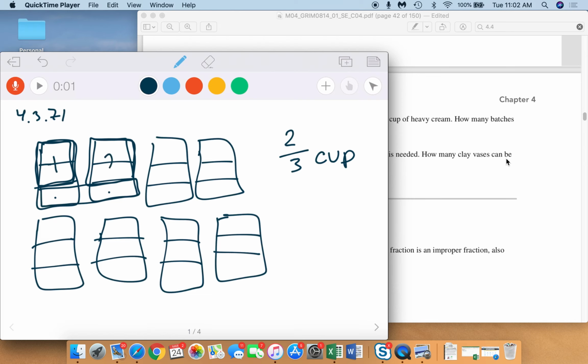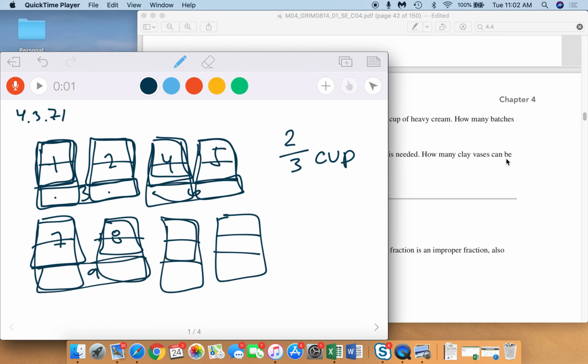So we have 1, 2, 3, 4, 5, 6, 7, 8, 9, 10, I know it's tedious, 11, 12. So basically what we're trying to figure out is how many 2/3 are there in 8?